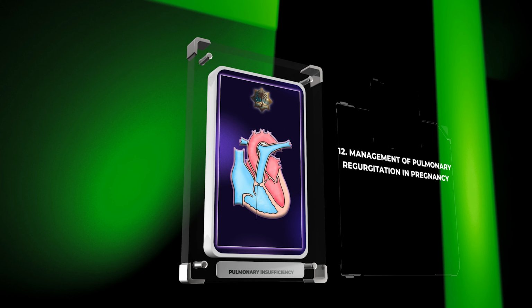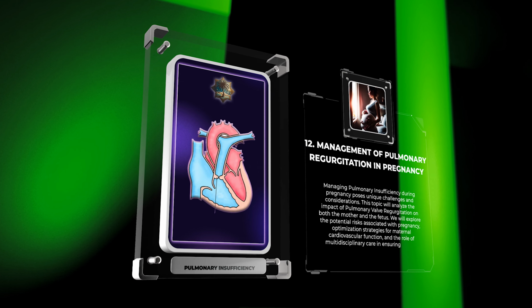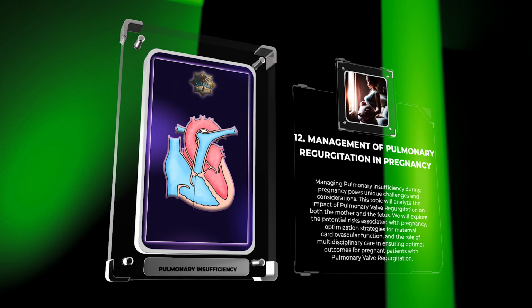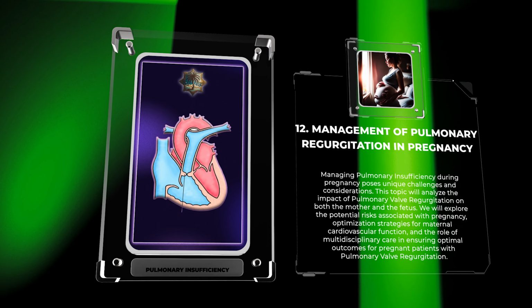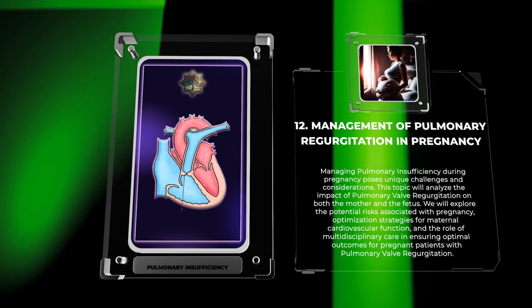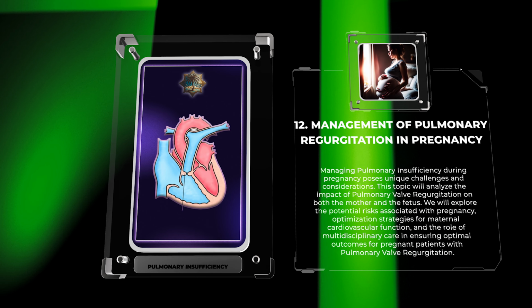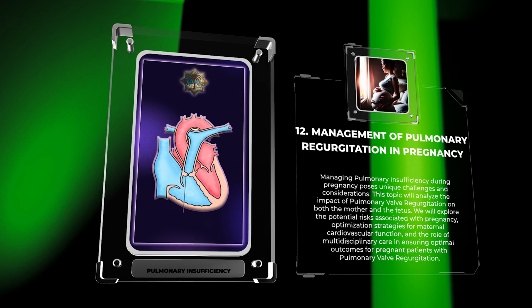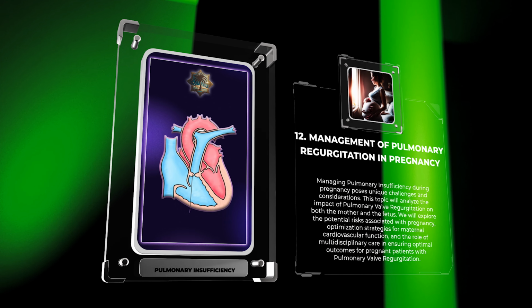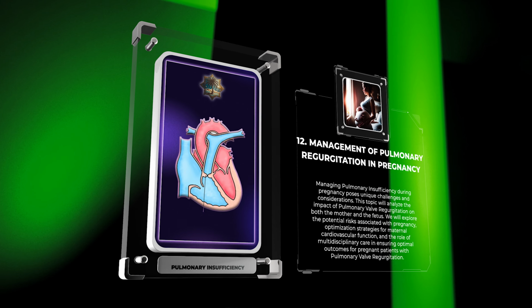Managing pulmonary insufficiency during pregnancy poses unique challenges and considerations. This topic will analyze the impact of pulmonary valve regurgitation on both the mother and the fetus. We will explore the potential risks associated with pregnancy, optimization strategies for maternal cardiovascular function, and the role of multidisciplinary care in ensuring optimal outcomes for pregnant patients with pulmonary valve regurgitation.